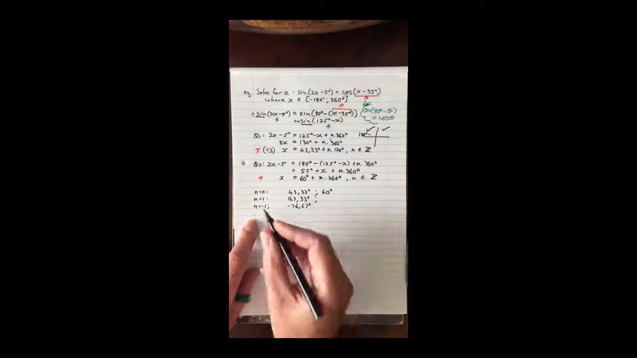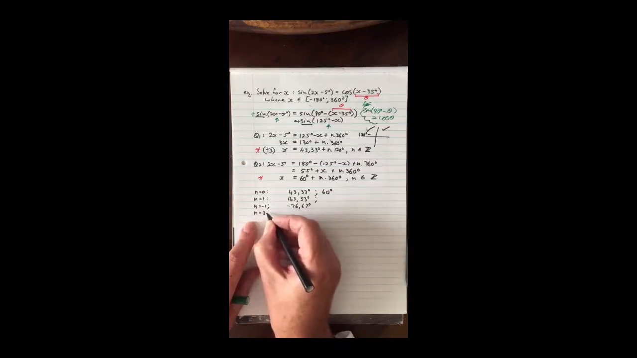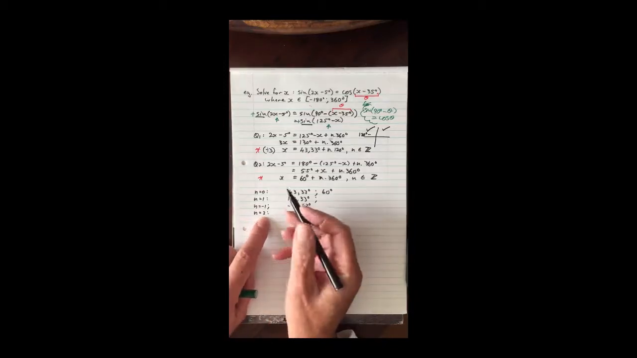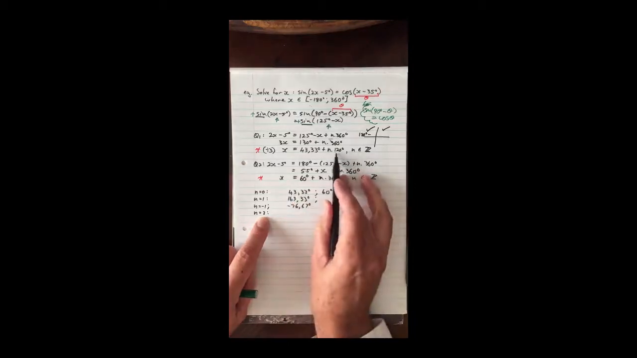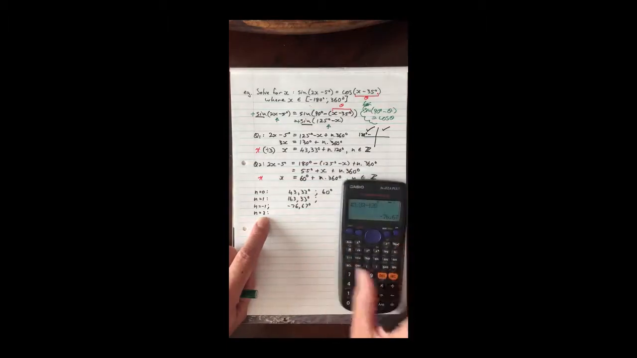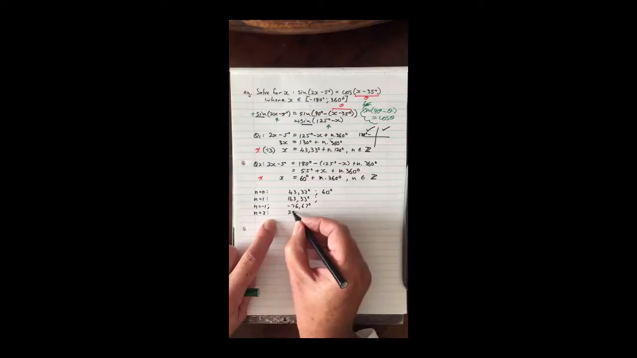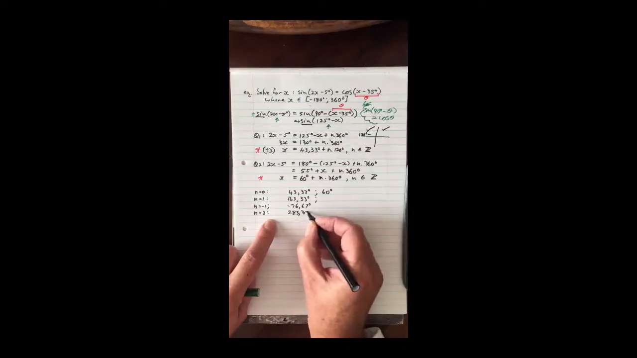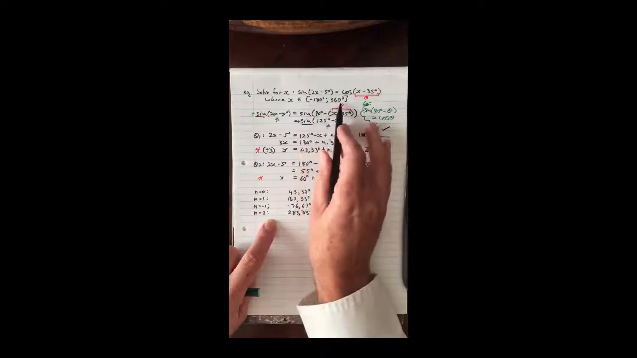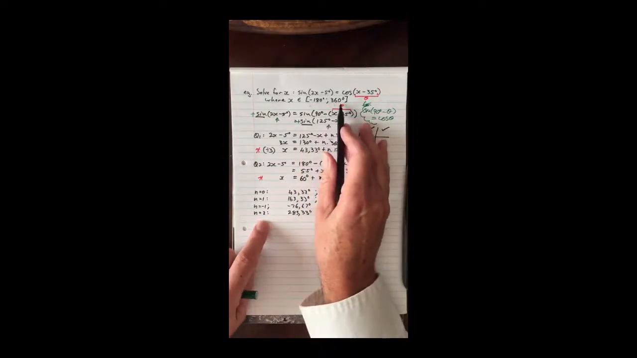I suspect we need to go a bit further and inspect n equals 2 as well, because we have only a 120 there. It's not a 360 or 180. So let's just check what's going to happen. So we have the 43.33 plus 2 times 120. And that gives us 283,33. And that exists in the interval between minus 180 and 360.